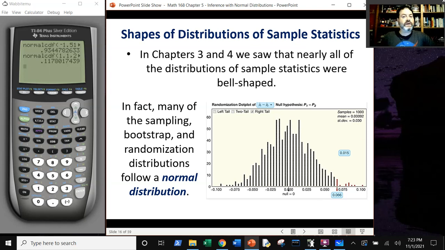So the way this works, if you are given the standard deviation of the data set, or you are given the standard error of the randomization distribution, then the data follows a normal distribution. Later on in Chapter 6, we're going to see another distribution that is bell-shaped, but we don't have to worry about that right now.